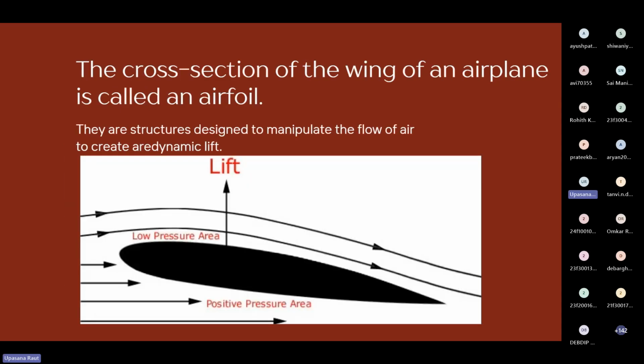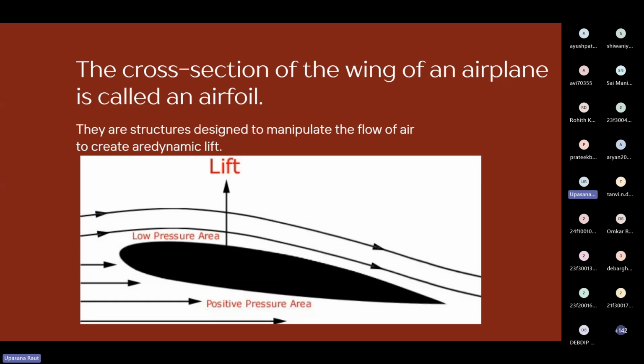So, what is an airfoil? This might be a term you have heard for the first time. Let's imagine a wing of an airplane, and if we make a cross section of the wing, we cut it in half. The shape which we see is basically called the airfoil. So, the cross section of the wing is called the airfoil.